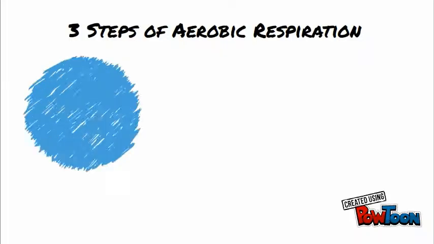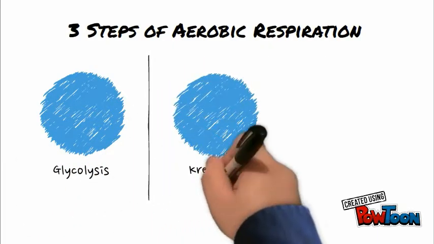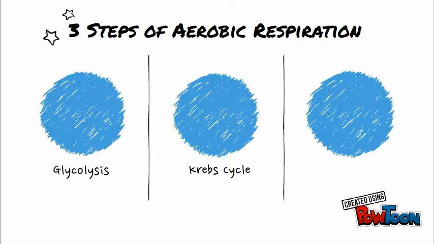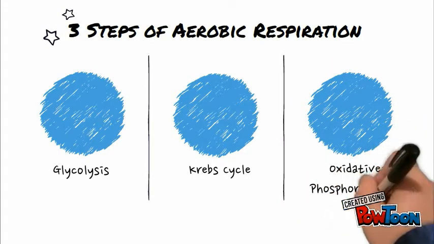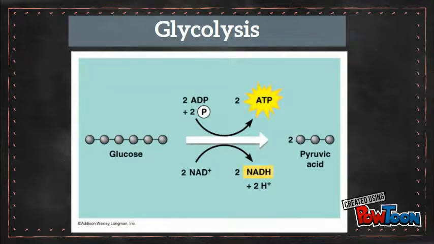Humans breathe in oxygen and eat the glucose stored in the plants. They convert these chemicals into energy, carbon dioxide, and water through aerobic respiration. The first step of aerobic respiration is glycolysis. Glycolysis takes place in the cytosol, and it breaks down glucose into pyruvate with the production of two molecules of ATP.